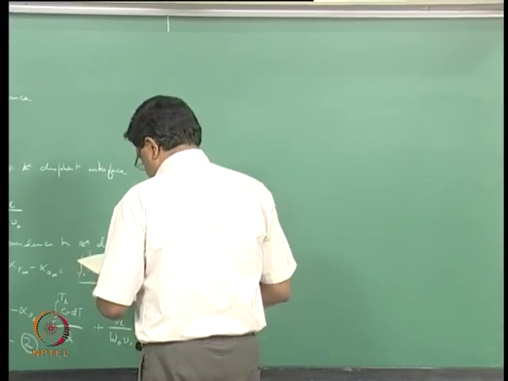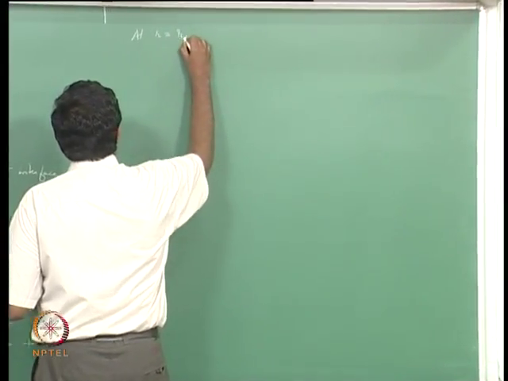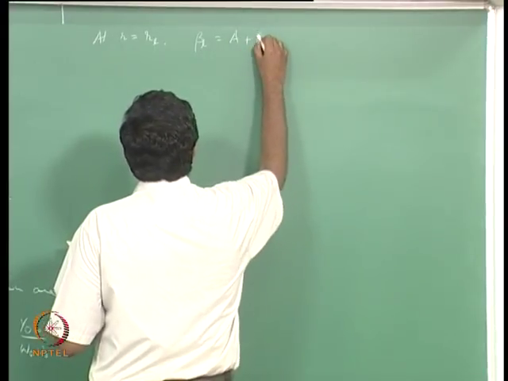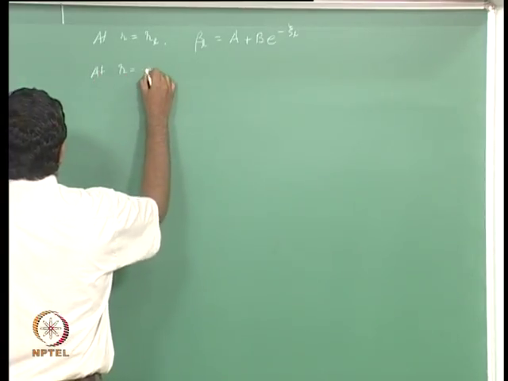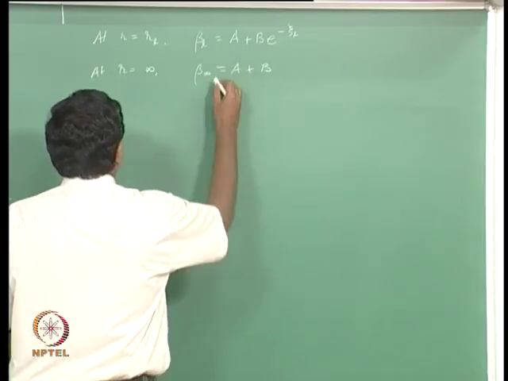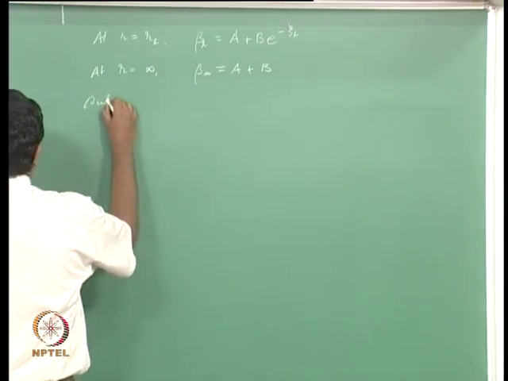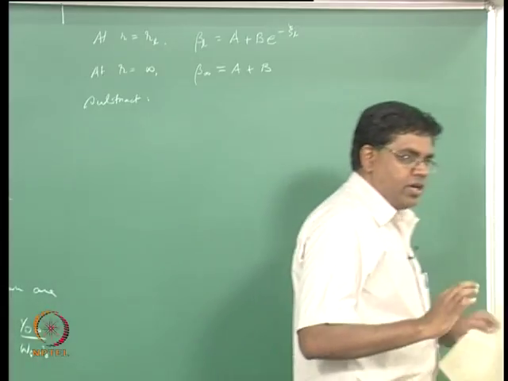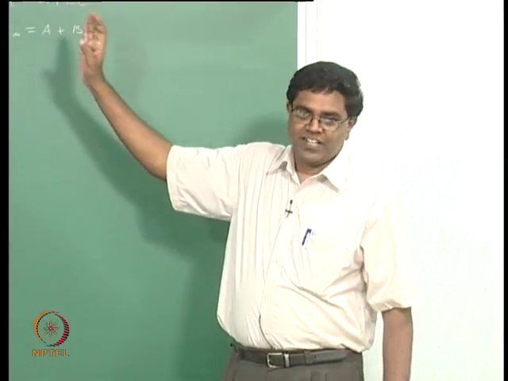Now the first thing we can do is at r equals rl, beta l equal to a plus b e to the minus psi l. At r equals infinity, beta infinity is simply equal to a plus b, because psi equal to 0, so e to the 0 is going to be 1, and subtract to get rid of a. By now you should get the idea of what the drift is. We are not really interested in solving for alpha, betas at all, that's not really our problem.